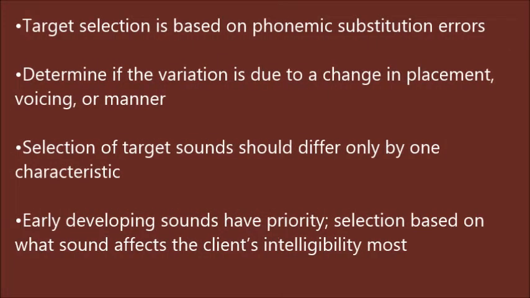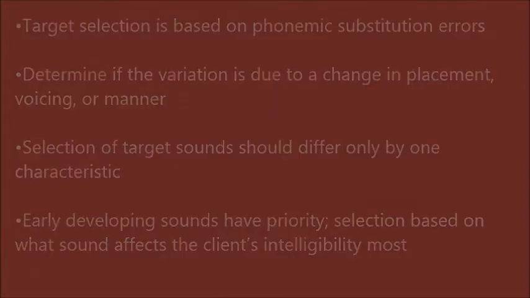Target selection is based on phonemic substitution errors. Within the phonemic substitution, we need to determine if the variation is due to a change in placement, voicing, or manner. Selection of target sound should differ only by one characteristic or cognates. Early developing sounds have priority over late developing sounds. Selection of target sound should be based on what sound affects the client's intelligibility most.